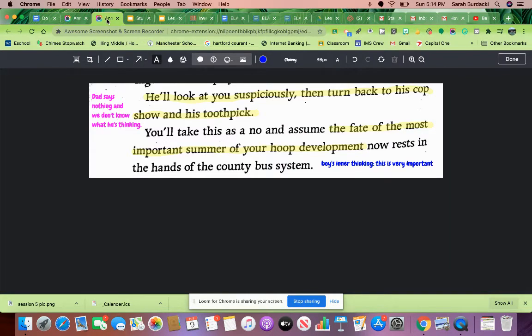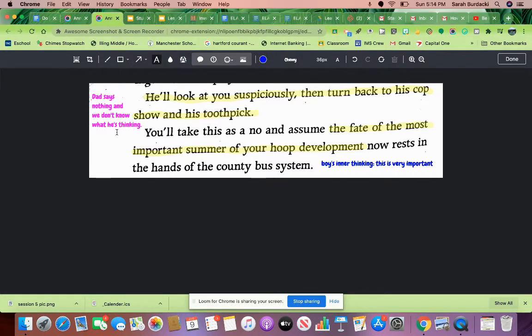And then the dad doesn't even say anything. He'll look at you suspiciously, then turn back to his cop show and his toothpick. The dad says nothing, and we don't know what he's thinking here. So, the dad could be thinking, man, I'm just too tired to deal with this right now. Like, leave me alone. I worked all day.